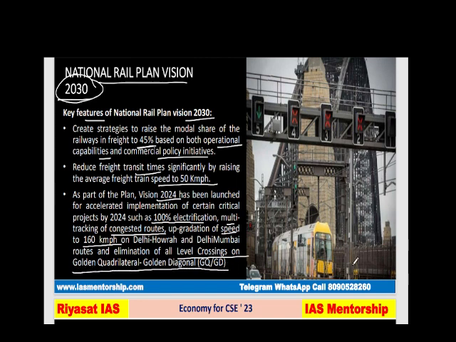Okay, golden quadrilateral. What is golden quadrilateral? Come on, tell me. Do you know what is golden quadrilateral? Basically, it's a national highway network that is connecting the majority of India's major economic zones.